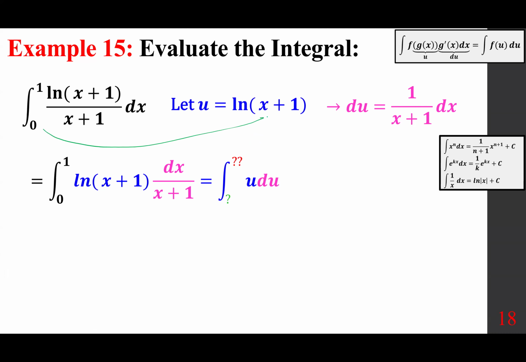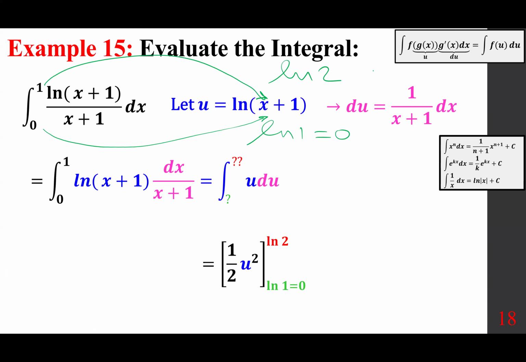If I plug in 0 here, I get ln of 1, which is 0. If I plug in 1 here, I get ln of 2. So 1/2, plug in ln 2, quantity squared, and of course 0 doesn't do anything, it gives you 0. 1/2 (ln 2) to the second power is an exact answer. And we are done.